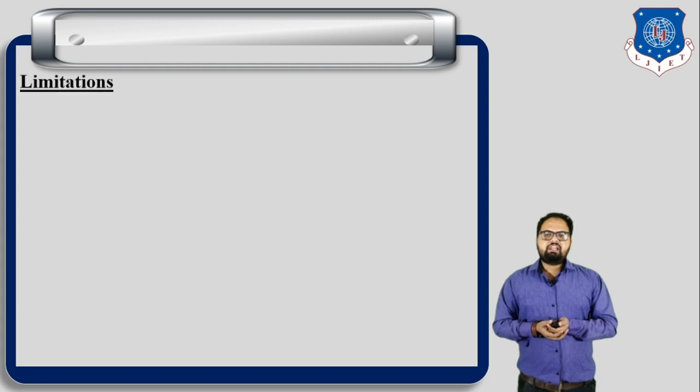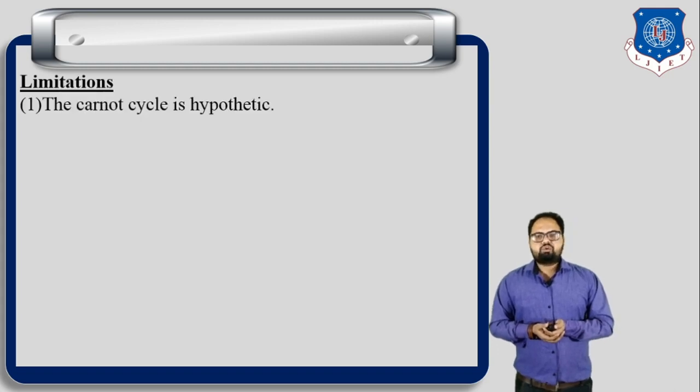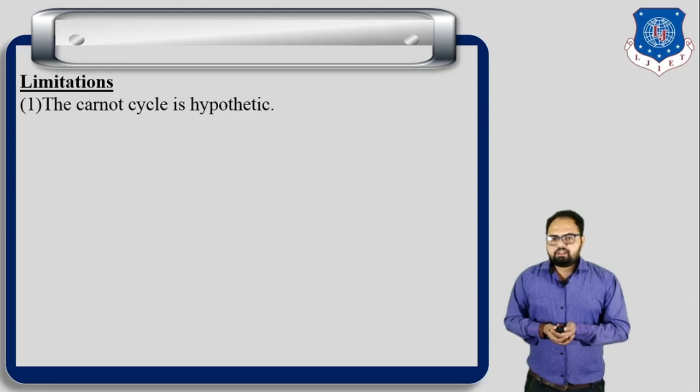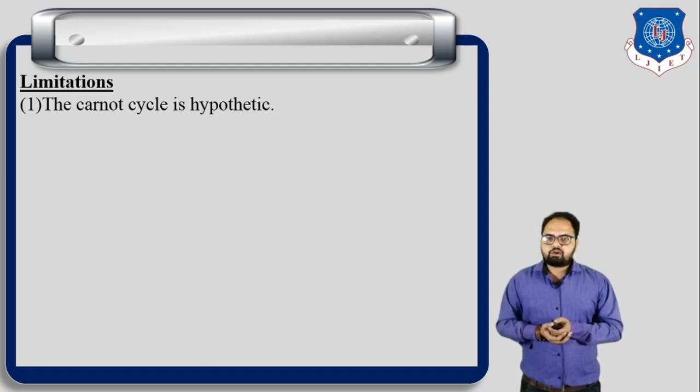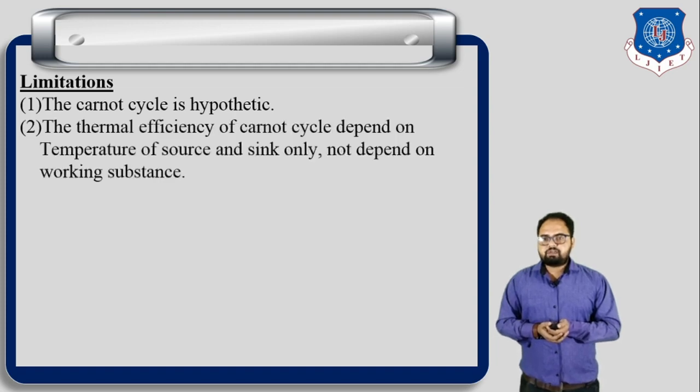Okay. So what are the limitations of the Carnot cycle? You can see that all the assumptions that we have taken are the limitations of the Carnot cycle. The first limitation is that the Carnot cycle is a hypothetical cycle. The second is the assumption that the thermal efficiency of the Carnot cycle depends upon the temperature of the heat source and heat sink, but it does not depend on the working substance. So that is not possible.